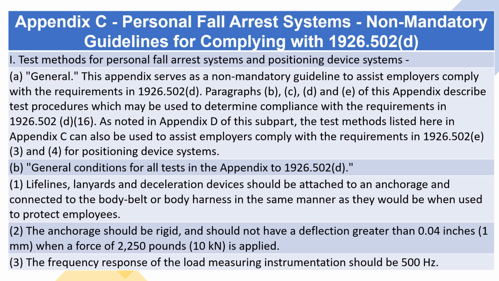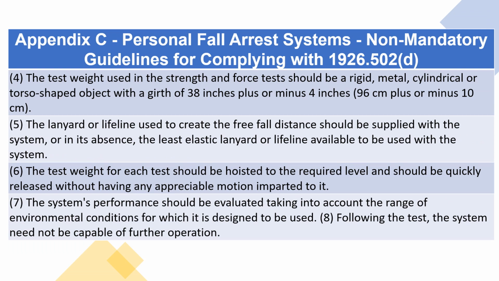3. The frequency response of the load measuring instrumentation should be 500 Hz. 4. The test weight used in the strength and force tests should be a rigid, metal, cylindrical or torso-shaped object with a girth of 38 inches plus or minus 4 inches (96 centimeters plus or minus 10 centimeters). 5. The lanyard or lifeline used to create the free fall distance should be supplied with the system, or in its absence, the least elastic lanyard or lifeline available to be used with the system.